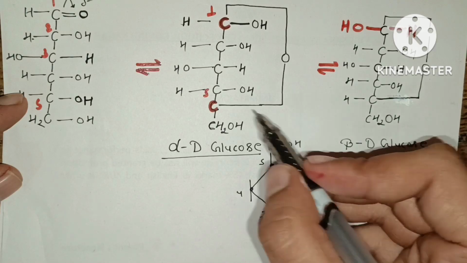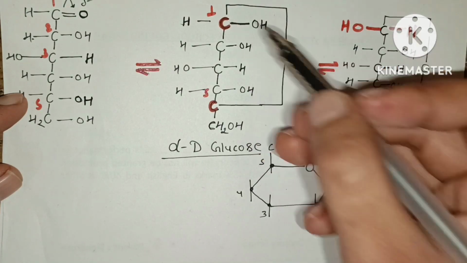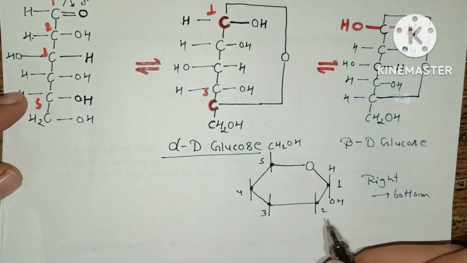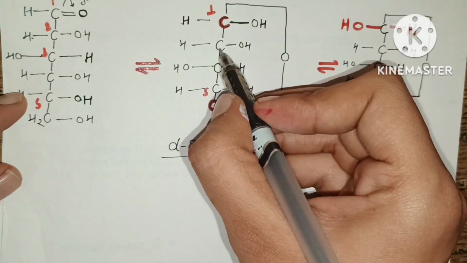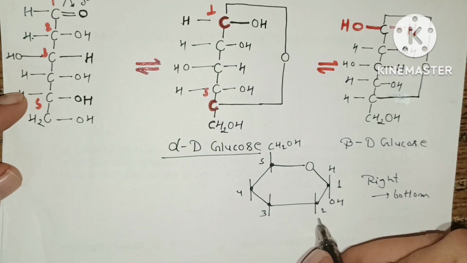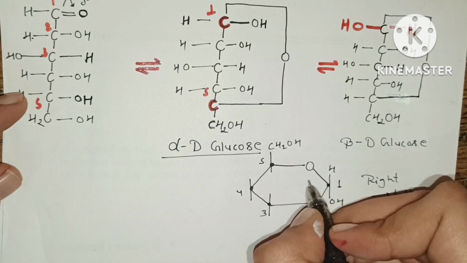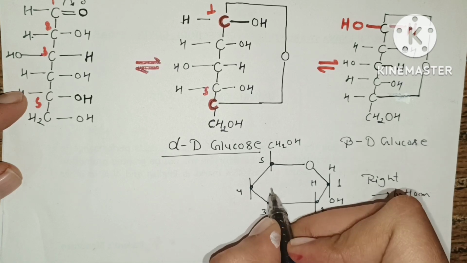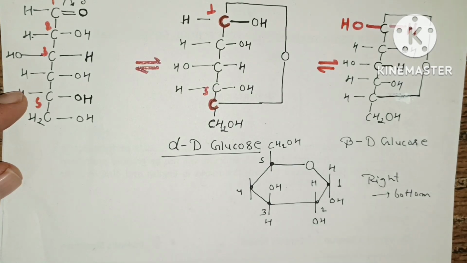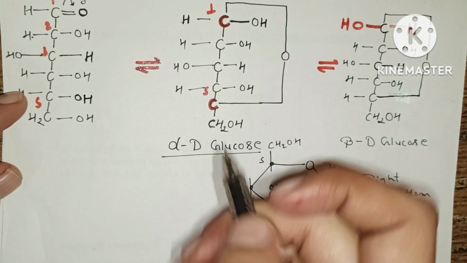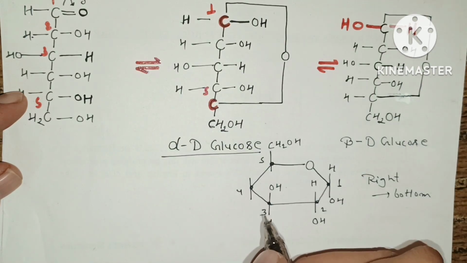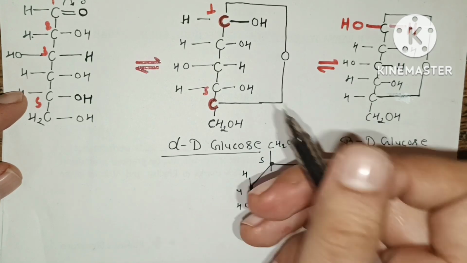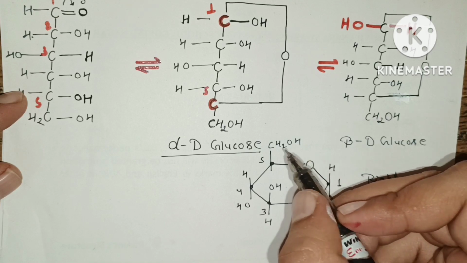So what groups are at right? See the first carbon. At the first carbon, OH is at right, H is at left. All right. Second carbon, like this. What is at right? Again OH and H. Third carbon, H is at right, so we will be drawing H, OH. About the fourth carbon, where is the fourth carbon? This. OH at right, so OH will be drawn at bottom, and H. And at the fifth carbon, CH2OH is already drawn.